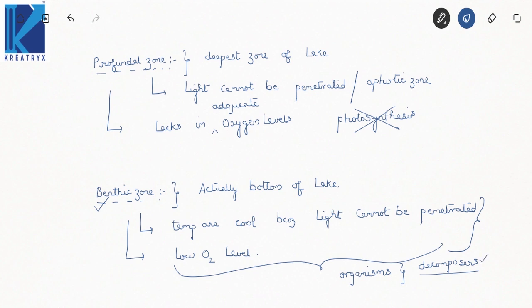Right, now these are the different zones. They are classified according to the light penetration levels, oxygen levels, and their biodiversity, right? Done. Now let us move on to the next concept called eutrophication, the most important, eutrophication. Now what is eutrophication?